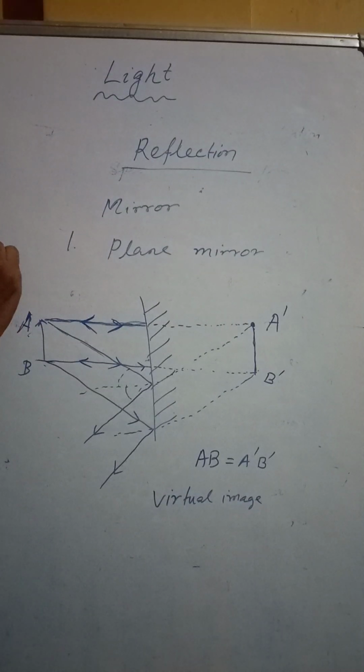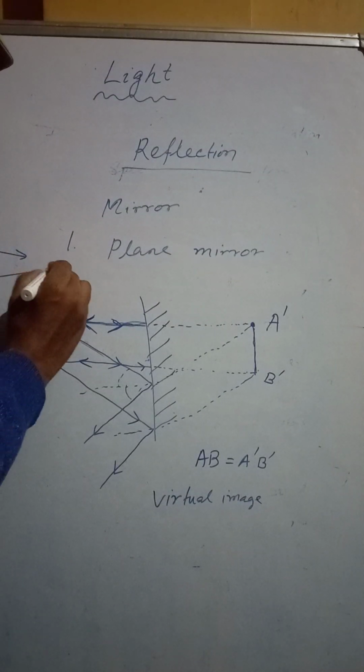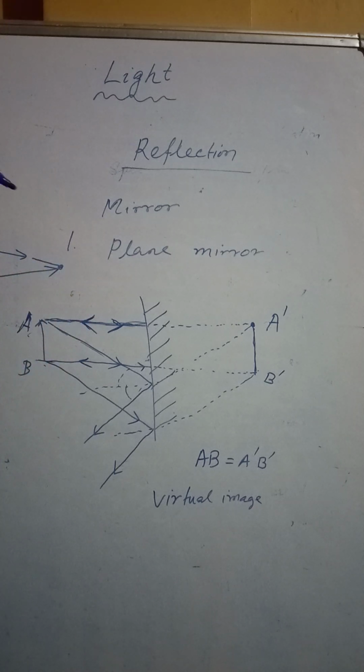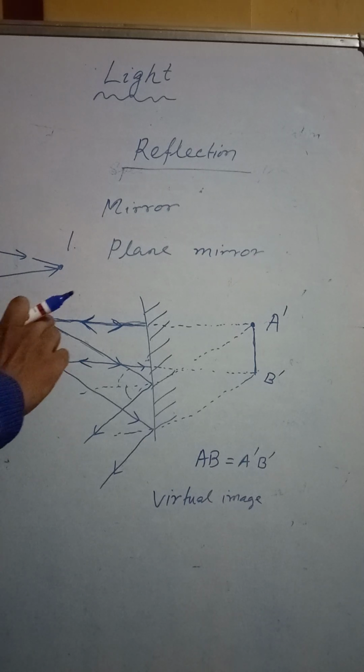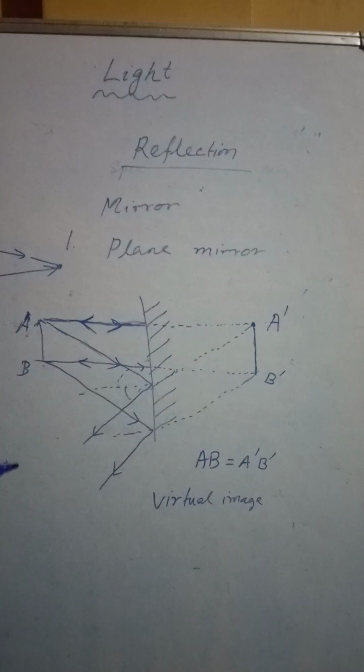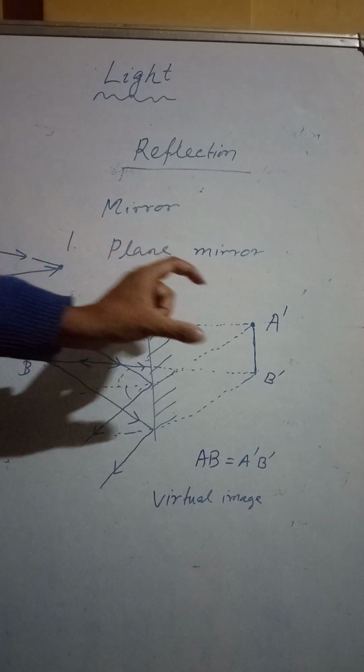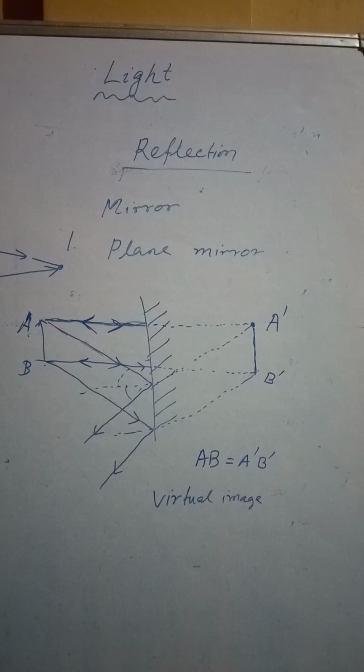If two rays actually meet at some point, then there will be a real image. But here no ray is meeting. It only appears to meet at A dash B dash. So this image is called a virtual image. This is not a real image. I'll discuss real image examples in the next class.